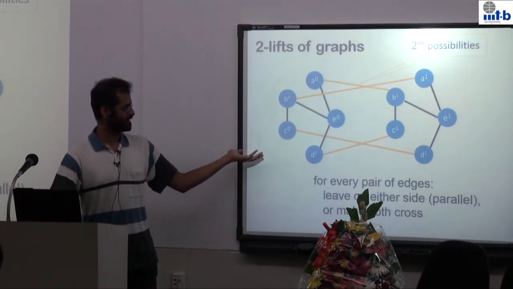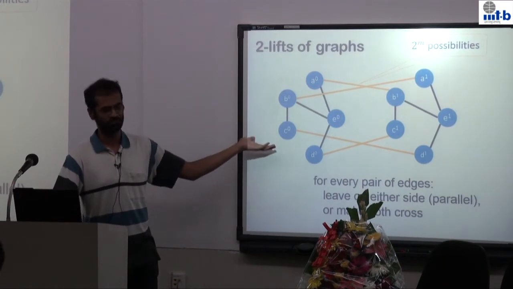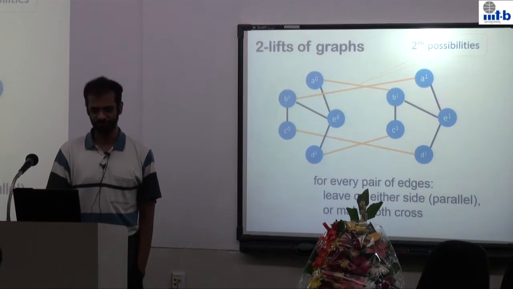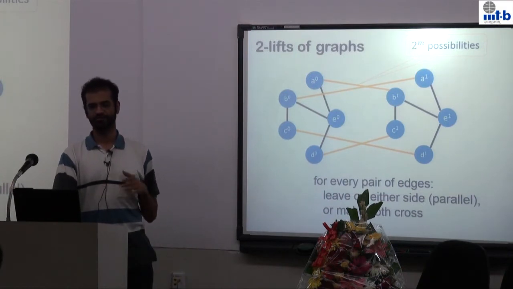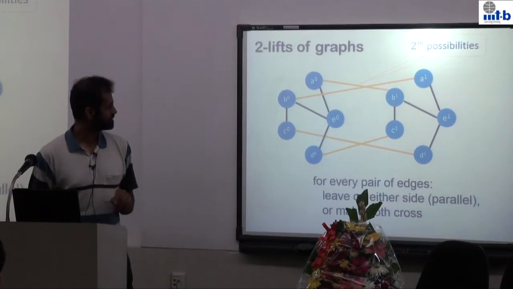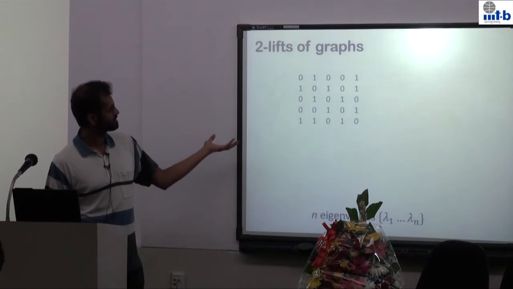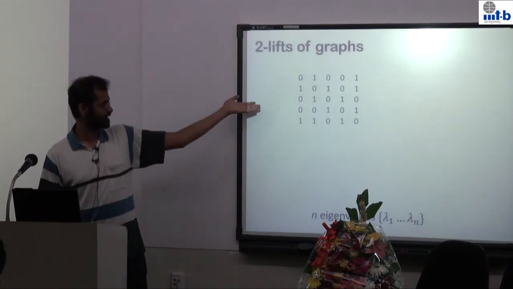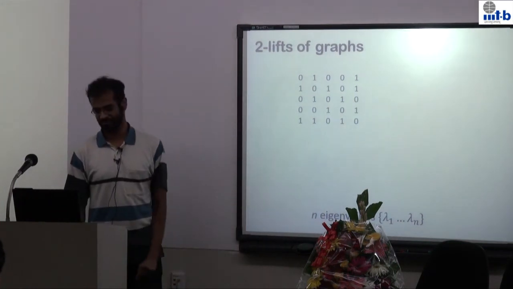And each of them is a graph, which you can easily check is also d-regular if the base graph was, and has 2n vertices. So the nice thing about two-lifts is that what a two-lift does to the eigenvalues is very structured, and there's a very clean characterization of it. So let's look at what taking a two-lift does to the adjacency matrix of a graph, right? So here's a base graph. It has n eigenvalues, lambda 1 through lambda n, and that's its adjacency matrix.